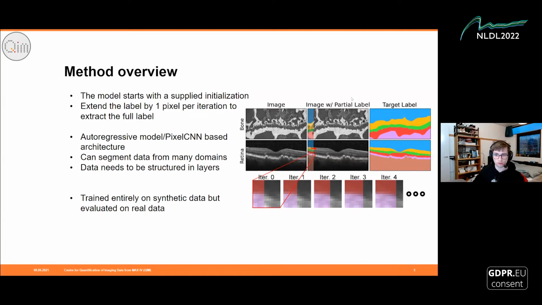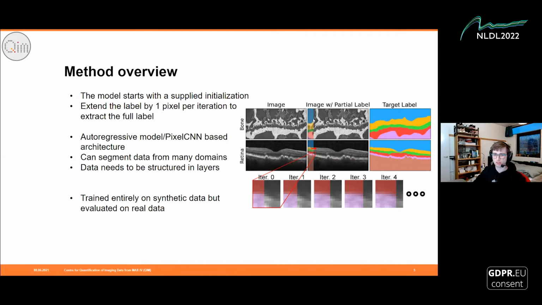Now, the upside to doing it this way instead of a standard segmentation framework is that we're able to use one network that can segment data from many different domains. So it would be the exact same model that segments the bone images here and the retinal images here, even though there's a different number of labels, and the images could be any size as well. It's quite a general model, so it's just any sort of layered data that we're trying to segment.